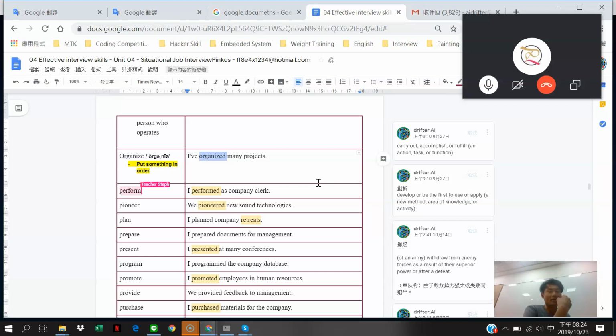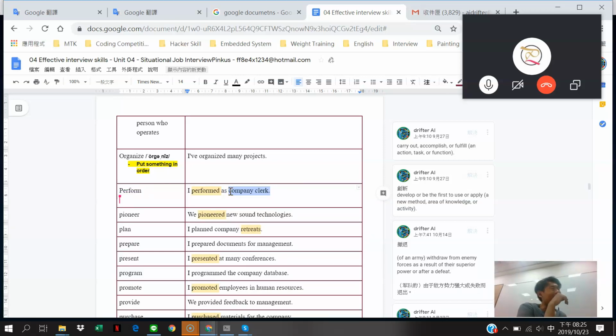I performed as a company clerk. In the sentence, I performed as a company clerk, what do we mean by this word? It's like you are the employee in the company. Correct, you play an employee in the company. So it explains about your function.